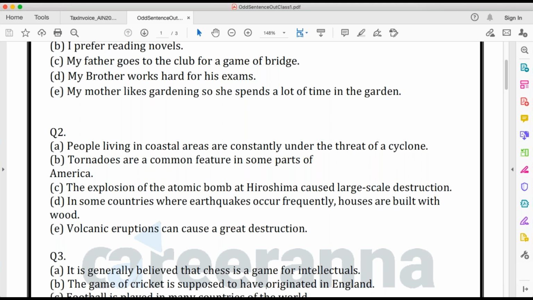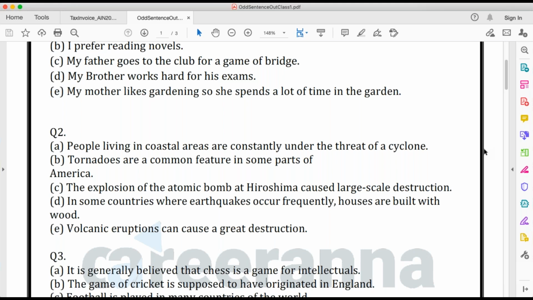Most of you have got it correct. The correct answer is option number C. And the reason is, A, B, D, and E are all natural disasters. Only option number C is talking about a disaster induced by man. Only C is a man-made disaster. Rest all are natural calamities.